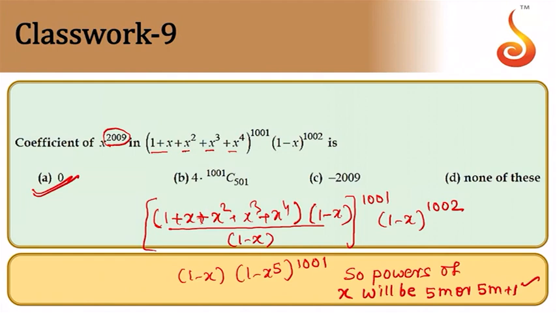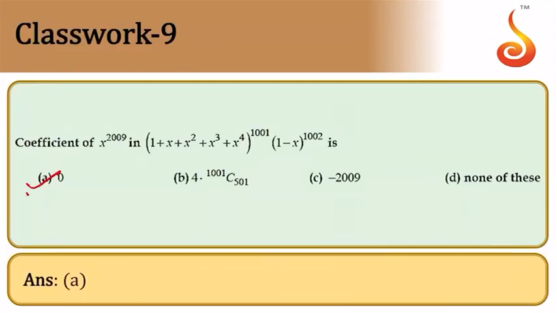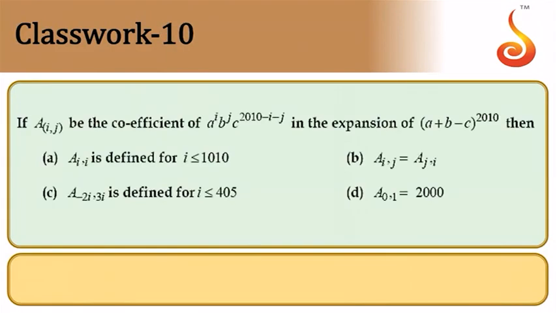So we won't get any coefficient of x to the power 2009. Neither 5m nor 5m plus 1. Either you will get power of 5m or you get 5m plus 1 power. 5m when you get, you multiply with 1, and with x it becomes 5m plus 1. So there is no coefficient of x to the power 2009. So option A is correct.